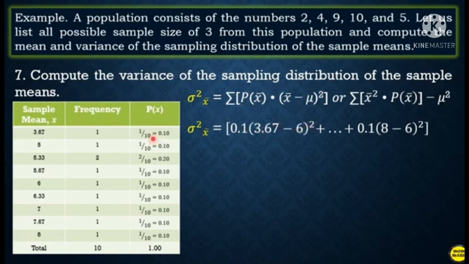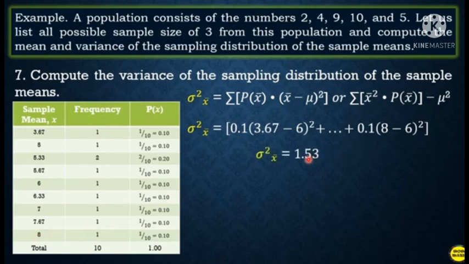So, ito muna. 0.1 or 0.10 times 3.67 minus 6. So, saan galing yung 6? That is the population mean. Then squared. Plus 0.1 times 5 minus 6 squared. So, hanggang sa makarating kayo dito sa dulo. Okay? So, that is 0.10 times 8 minus 6 squared. So, kapag kinumpute nyo yan, makukuha nyo 1.53.